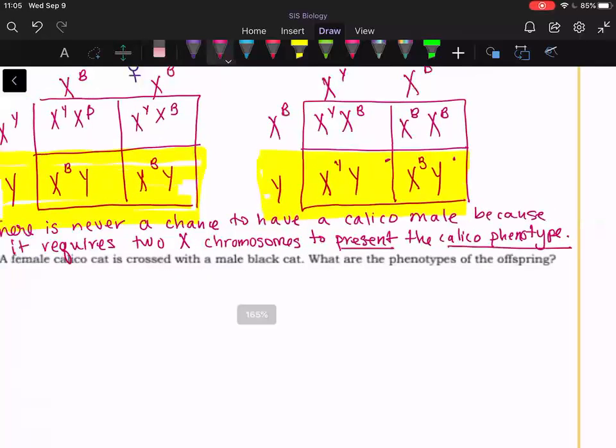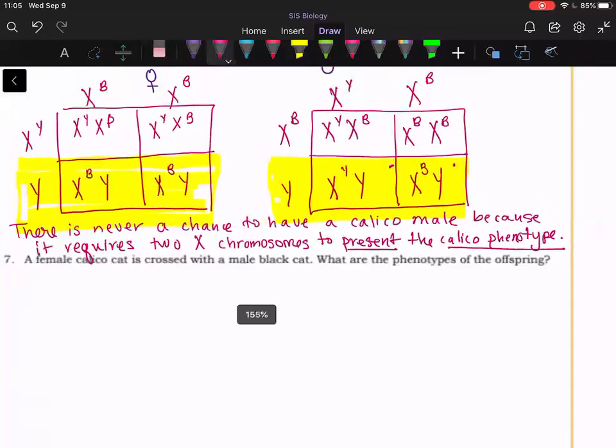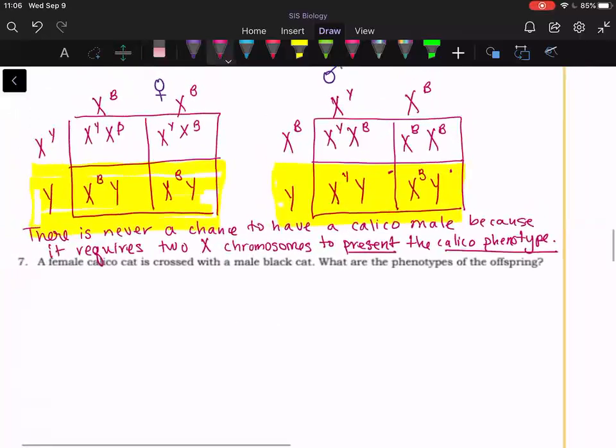So again, let me repeat. Because the calico phenotype requires 2 X chromosomes and all males only ever have 1 X chromosome, there is never a possibility to have a calico male. Okay, so try the next few questions and we'll come back to another one that I'll do as an example.